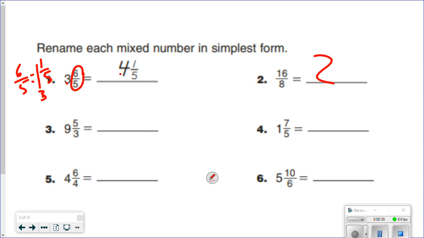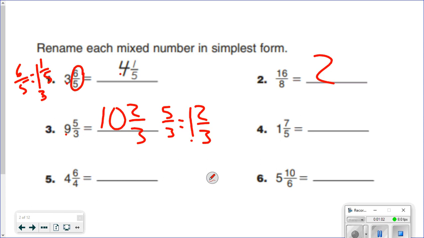We have 9 and 5/3. We have to write that as a mixed number in simplest terms. Let's take a look at the 5/3 here. How would we rewrite that? 3 goes into 5 one time. We have 2/3 left over. Let's add a 1 to this 9, so we have the answer 10 and 2/3.